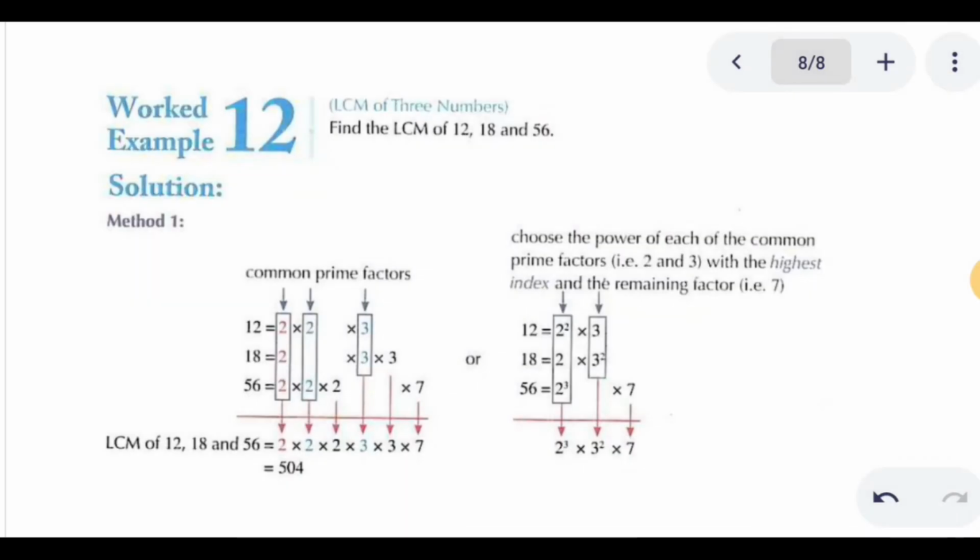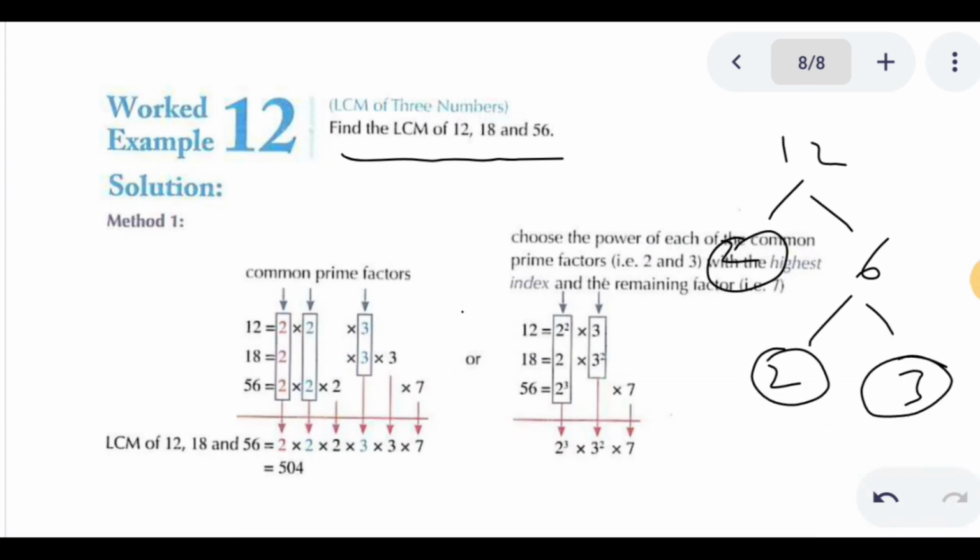Now we are going to apply the method of prime factorization to determine the LCM of the numbers 12, 18 and 56. Like we determined earlier the LCM of two numbers, now we are going to determine the LCM of three numbers. First of all, we have to find the prime factors of these numbers. The first number, 12, has prime factors 2, 2 and 3. So we have written these prime factors.